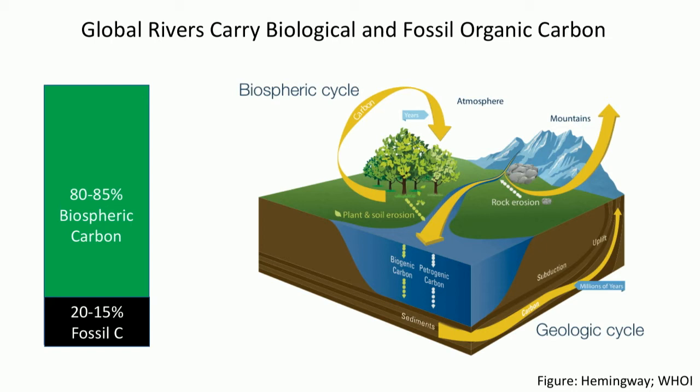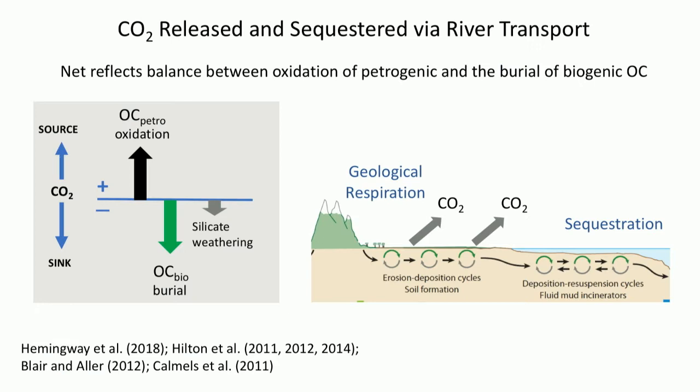Today, in modern rivers, about 200 megatons of carbon is transported as particulate organic carbon. And of that, about 15 to 20% is fossil carbon. And if that just gets redeposited, then it's a short circuit and it doesn't really impact the contemporary carbon cycle. But as Jordan Hemingway and others have shown, this carbon is actually fairly reactive once it's liberated from its geologic archive. And so that leads us to this balance or paradox of fossil carbon and biospheric carbon.